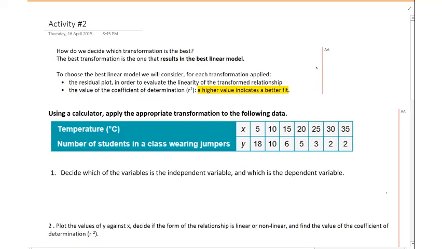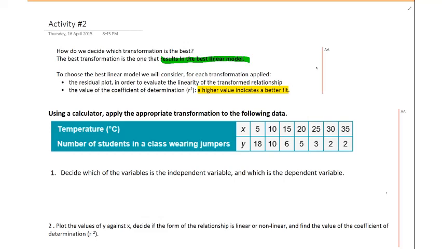Okay, so what we're looking at here is an activity for transformation of data. That's when we get an XY plot where it's nonlinear, and when we do the transformation, we want to result in the best linear model. And we look at two things when we do that.